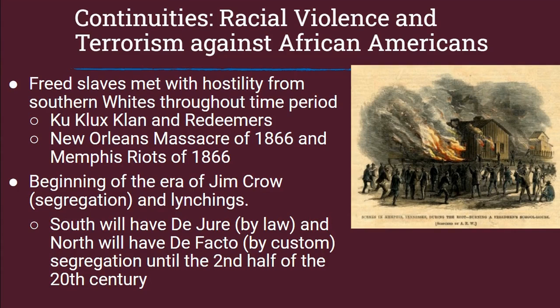This was also the beginning of Jim Crow, or segregation, and many lynchings would begin in this era and occur over the next several decades. The South will have de jure, meaning segregation by law, and the North will have de facto, meaning segregation by custom. And segregation will last until the second half of the 20th century.